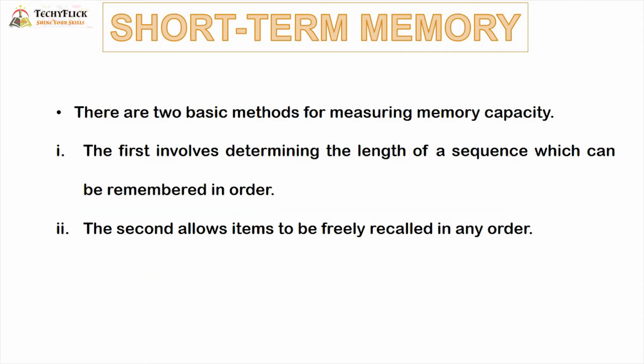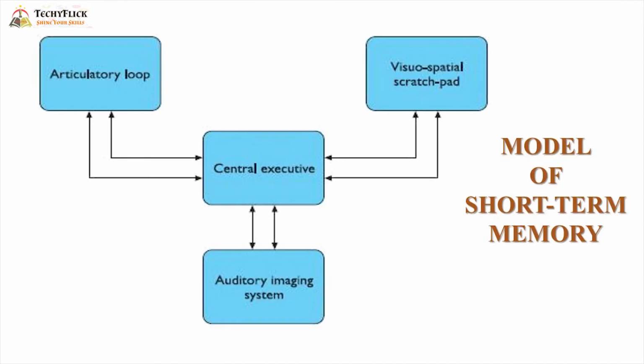There are two basic methods for measuring memory capacity. The first involves determining the length of a sequence which can be remembered in order. The second allows items to be freely recalled in any order. So this is the model of short-term memory.